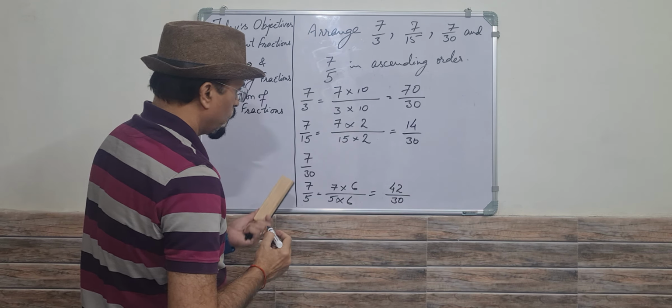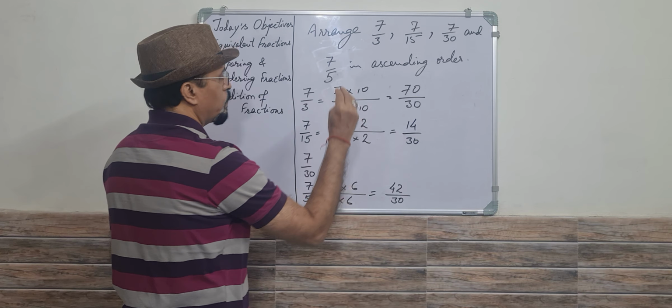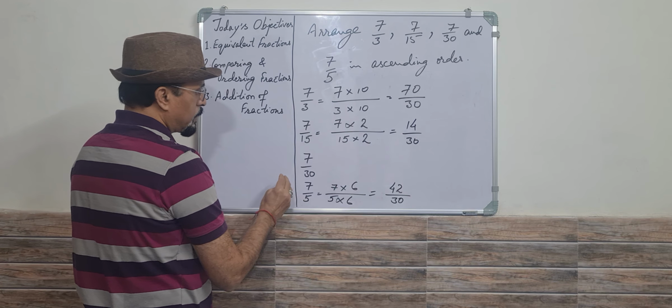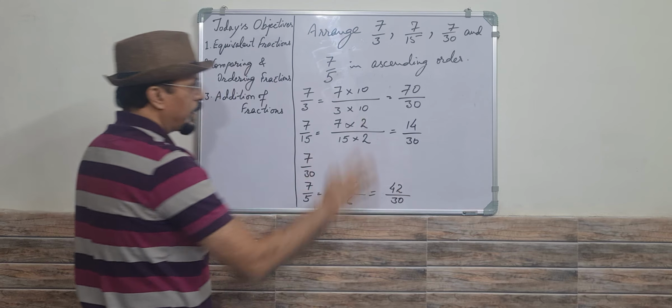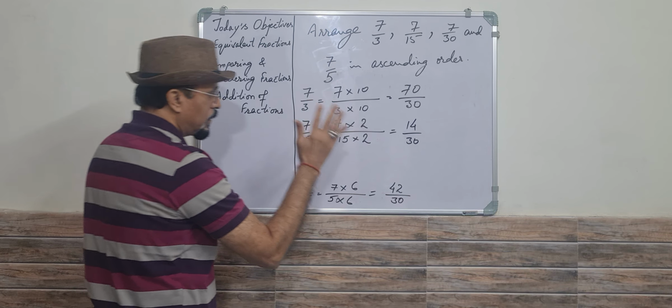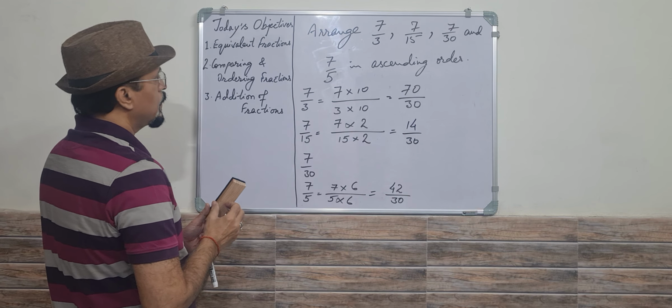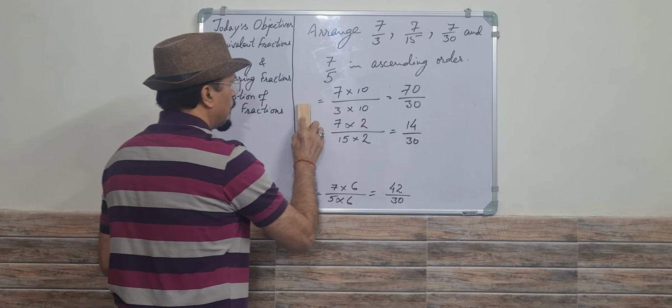So now I have got 4 fractions: 70 by 30, 14 by 30, 7 by 30, 42 by 30. So shall I write this?